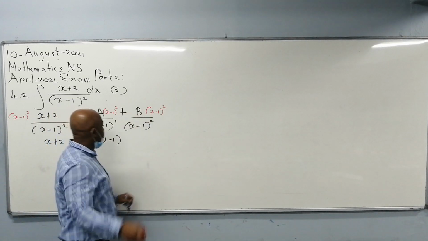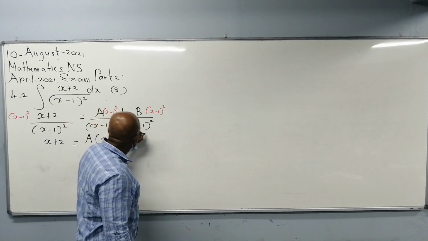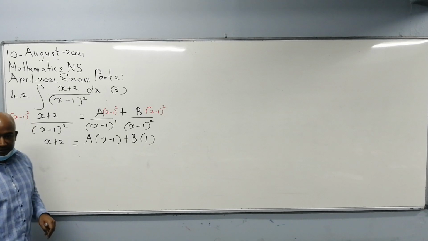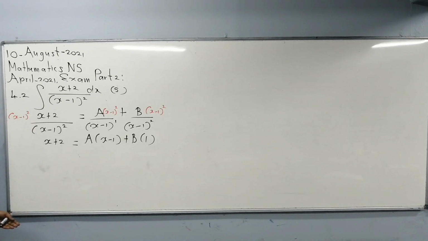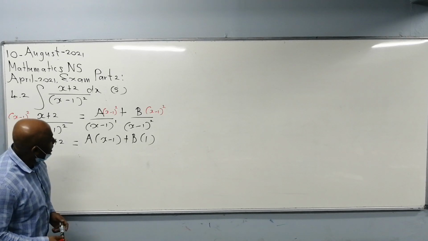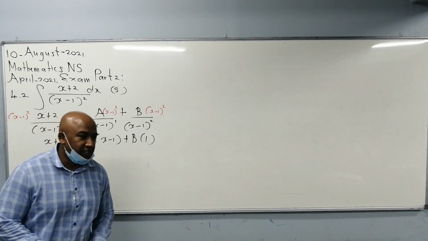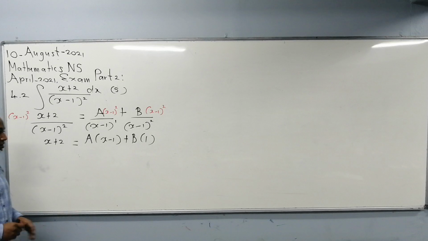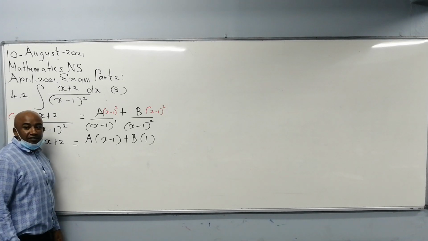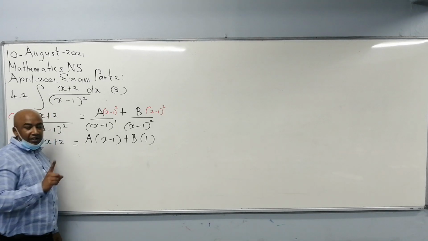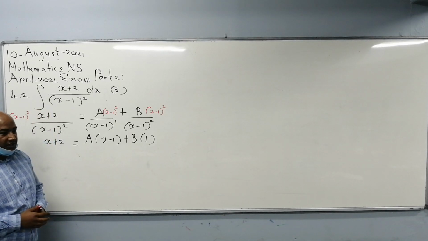That and that will cancel, so I end up with just b times 1, because anything divided by itself is just a 1. You can see that? Now, substitute values for x, or you can use the method of equating coefficients. But substituting values is much faster. So what value is the best value to substitute into this? What's the best value to get me to a solution?